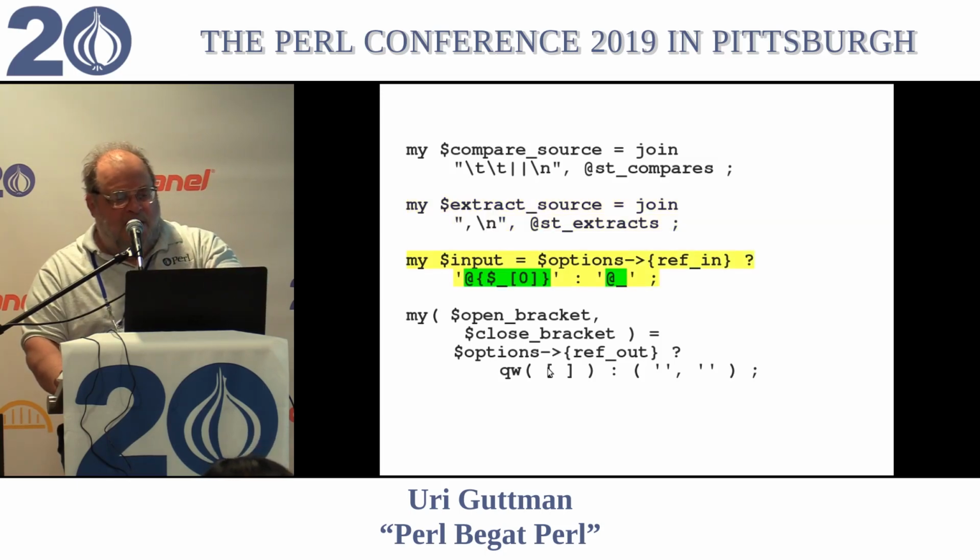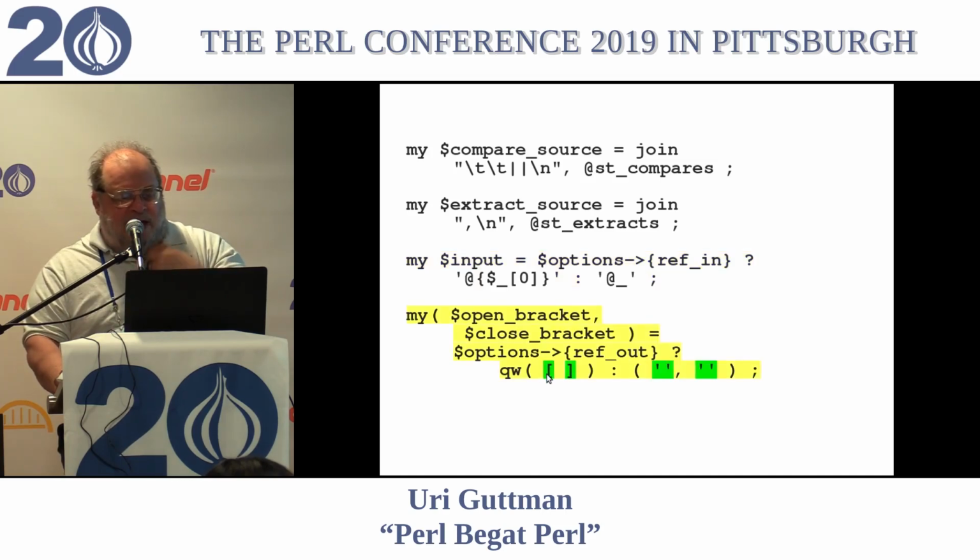Now, if the input is going to be a reference, I have to dereference it. And we're not using an option in this example, but if it isn't a reference, then I use add underscore as itself, or I just dereference the first location and add underscore. Now, because we're doing a reference out, as we turn on for the example, I am storing an open bracket and close bracket, the 2 brackets. And if there was no reference out, I would have used 2 null strings.